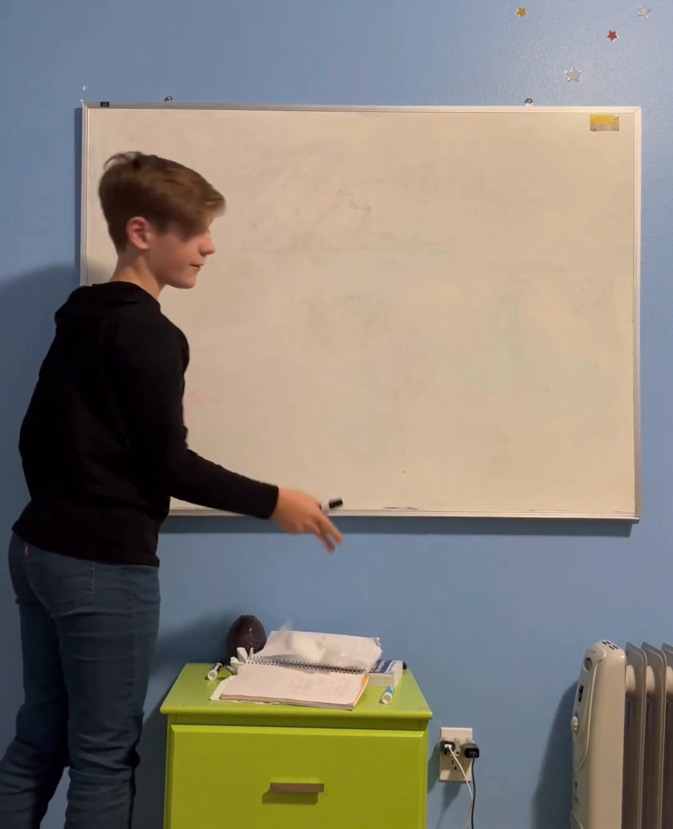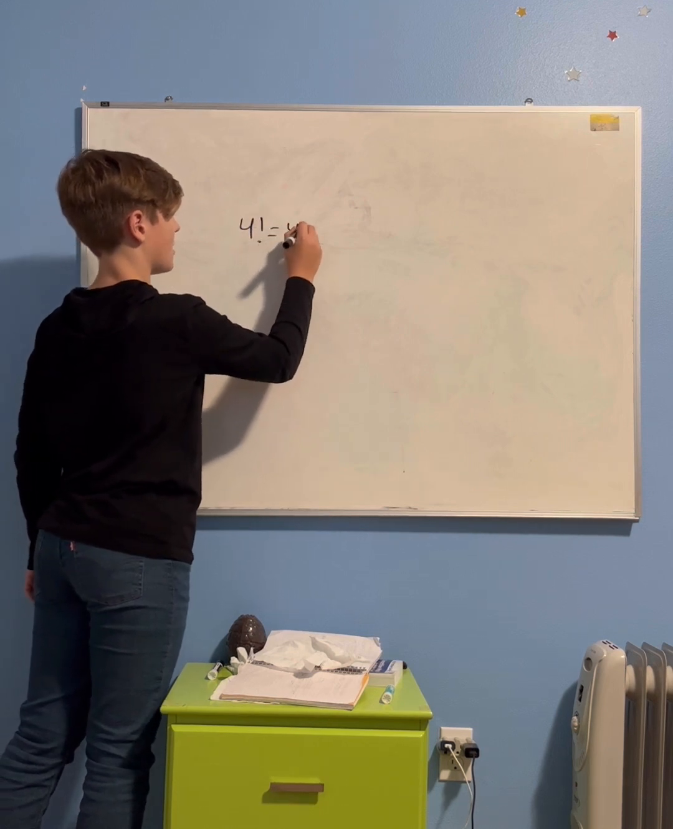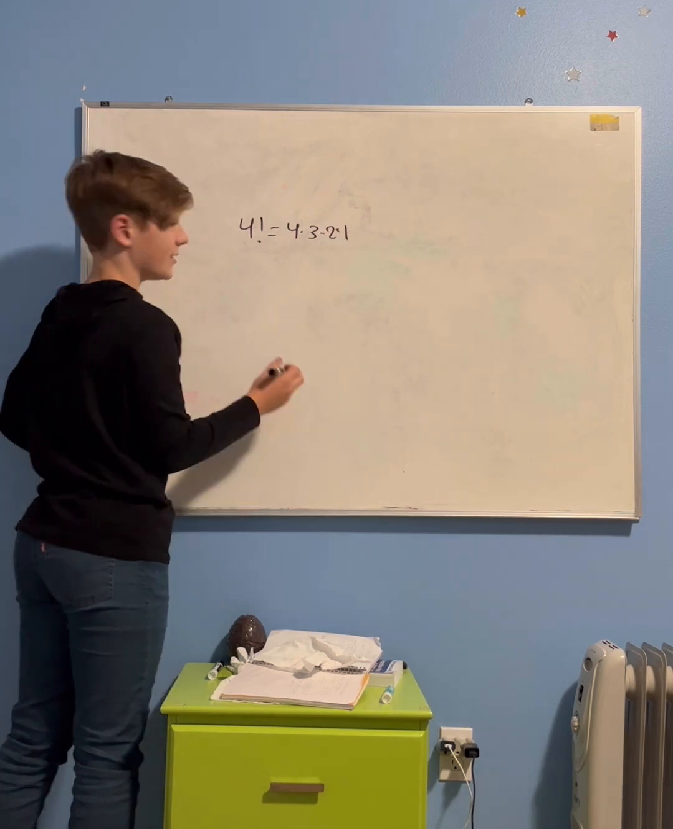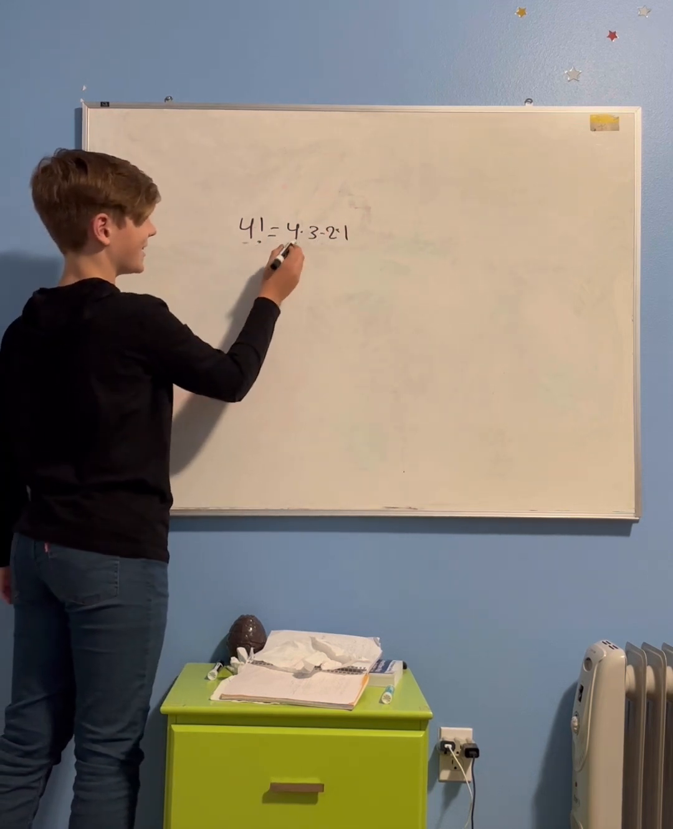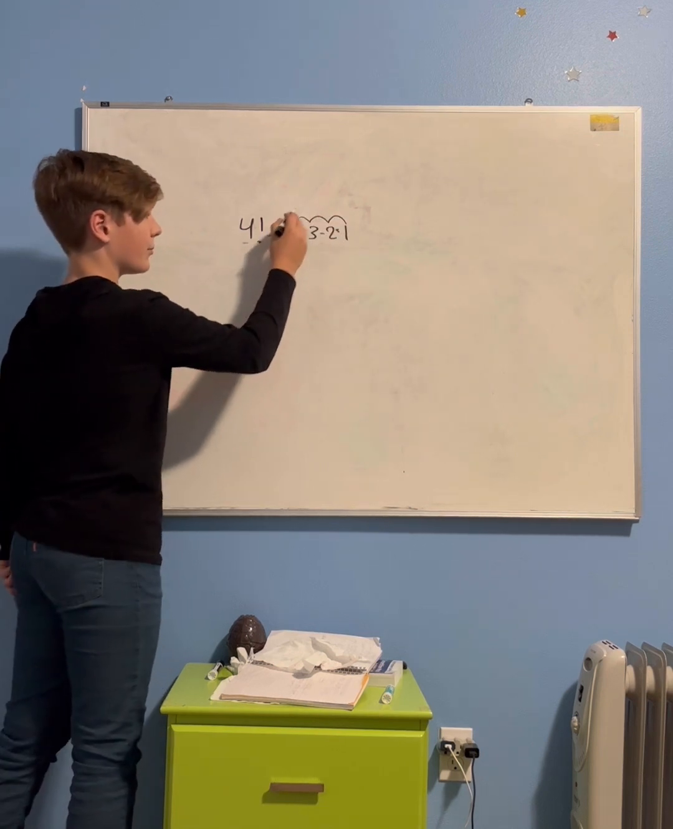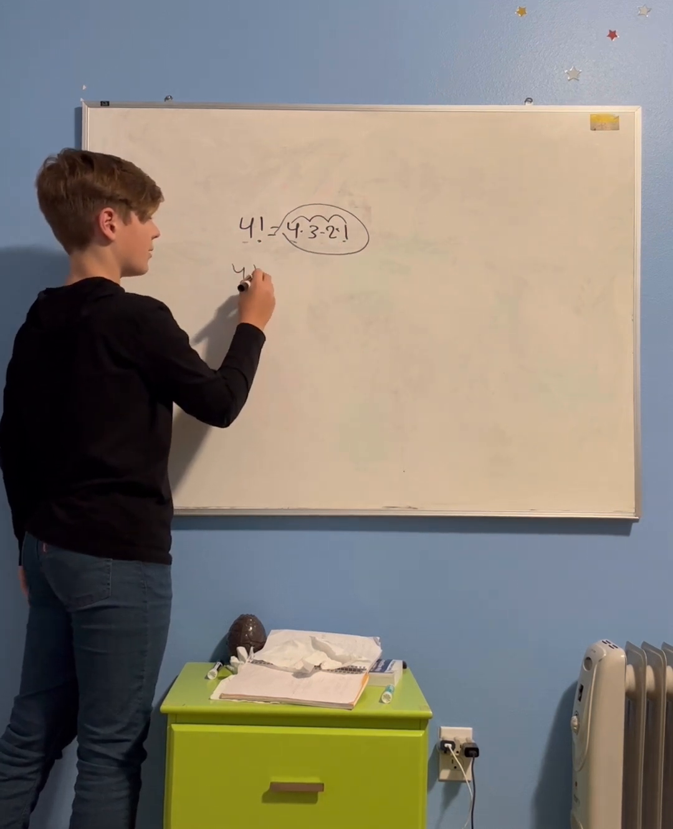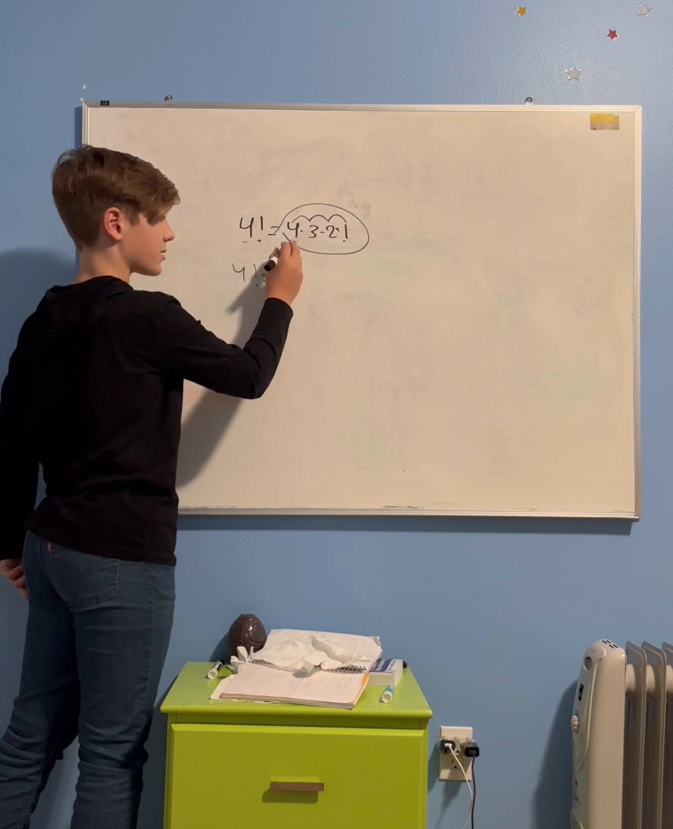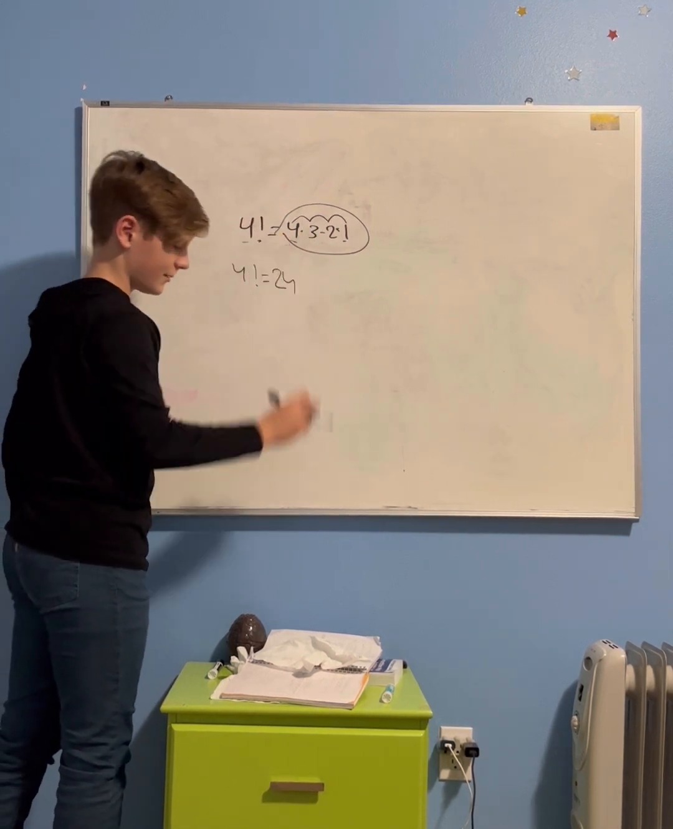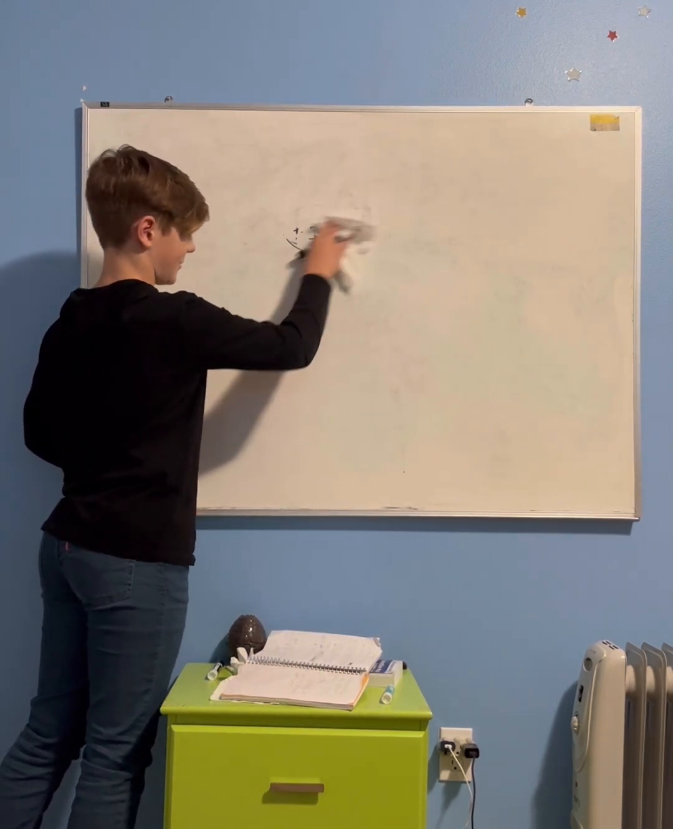Another example of a factorial is 4 exclamation point, which is 4 times 3 times 2 times 1. This is because the 4 is our beginning number, and we go to the next whole number, and we multiply them all together until we reach 1. So 4 factorial would equal 24, because 4 times 3 is 12, 12 times 2 is 24, and 24 times 1 is 24. Now, let's start moving on to the problems.